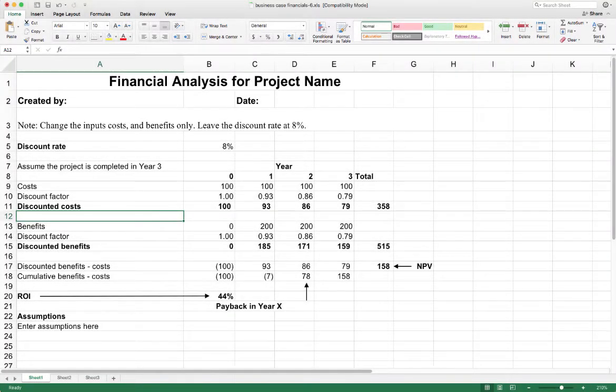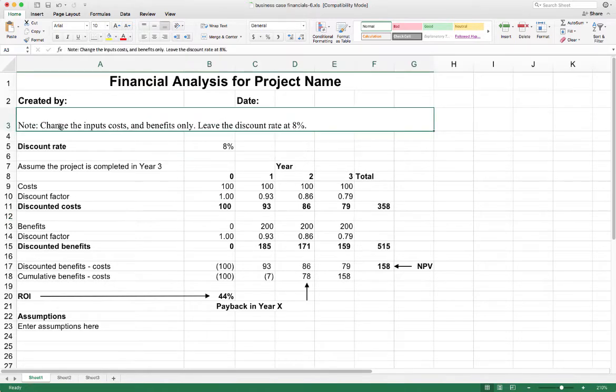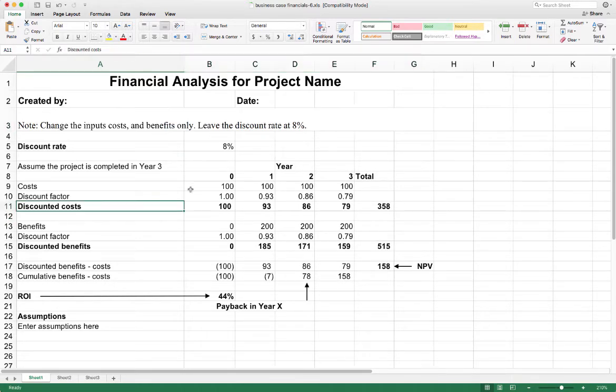Hello everyone. With this demonstration, I'm going to explain the financial analysis spreadsheet and a bit about how the spreadsheet calculates the numbers that you input into this system. What you'll notice from the instructions is that you're going to change the input cost and benefits only. So you see in line 9, you're only going to change the cost.